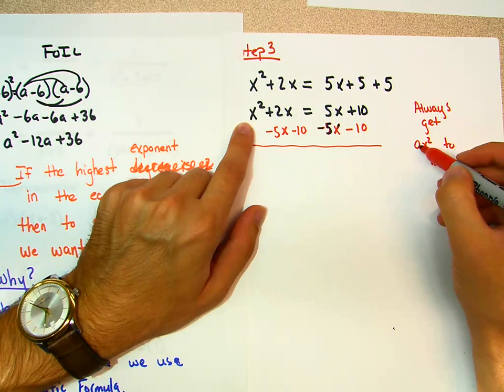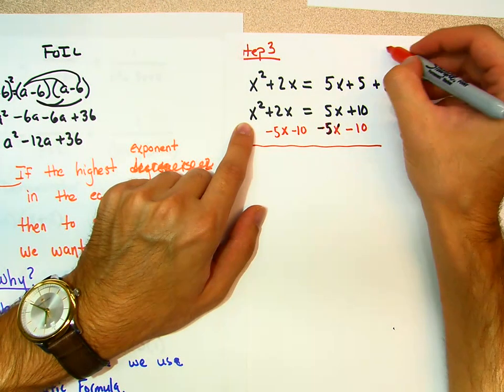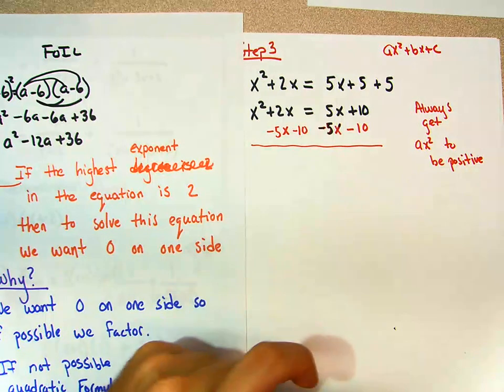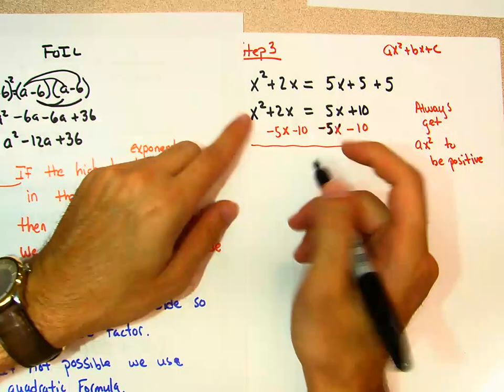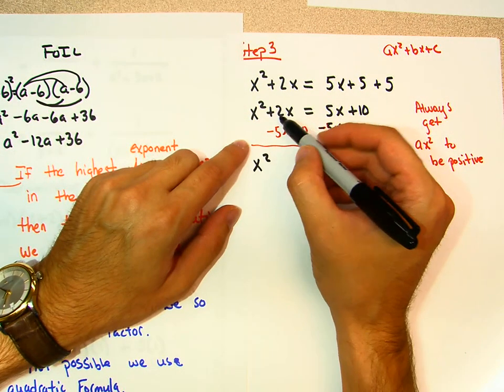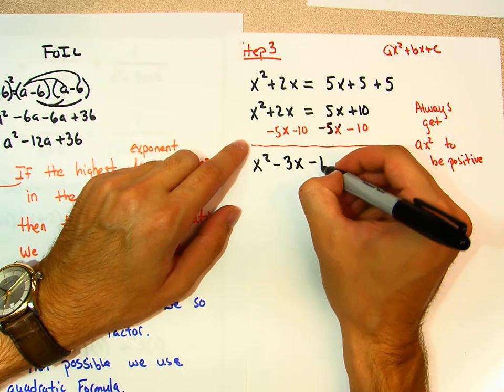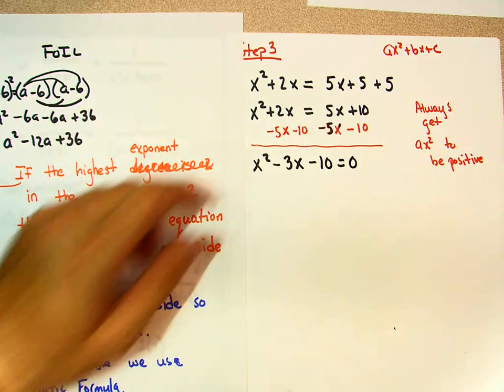And if you're freaking out, what's ax squared? It's ax squared plus bx plus c. Okay? Now here, what do we get? We have x squared. Positive 2x minus 5x is minus 3x. Minus 10 equals 0. Okay?